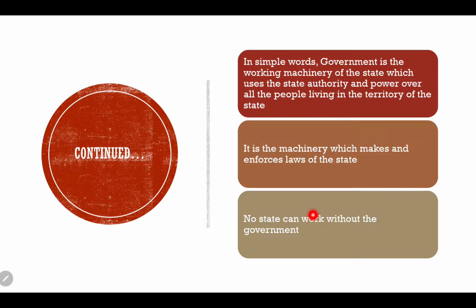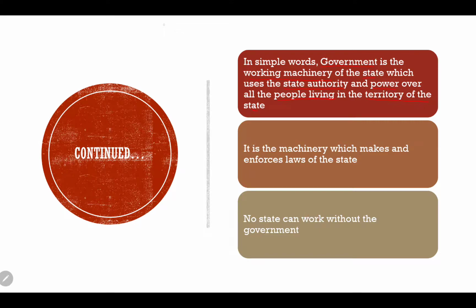Moving forward, in simple words, government is working machinery. In simple words, government is a working machinery of the state, which uses the state authority and power over all people living in the territory of the state. So what is government? Government is a working machinery of the state.